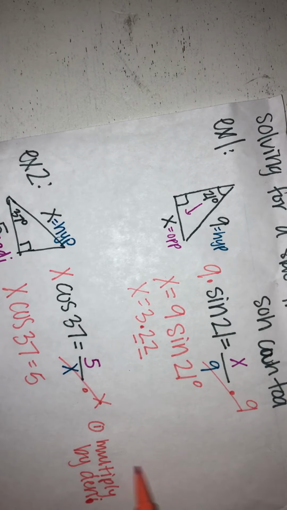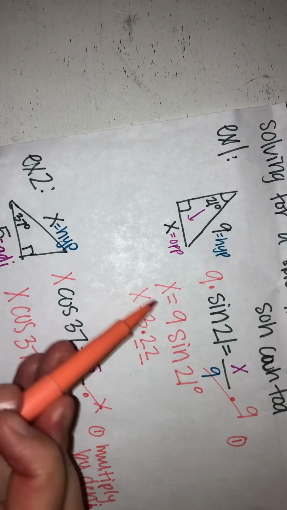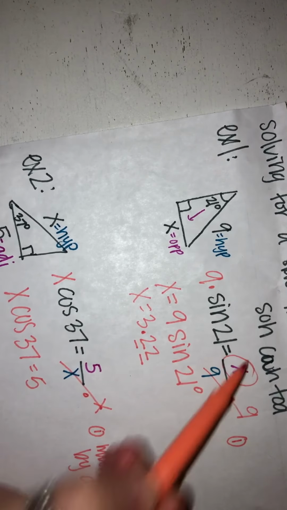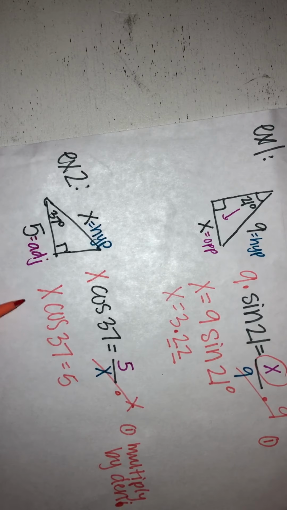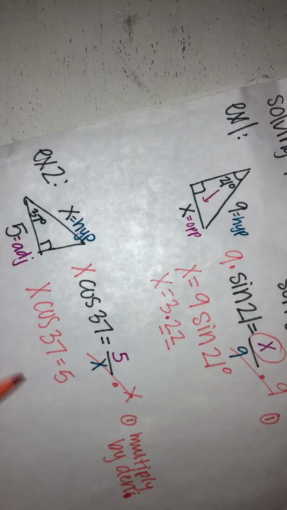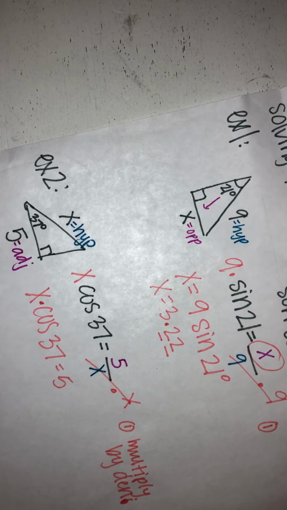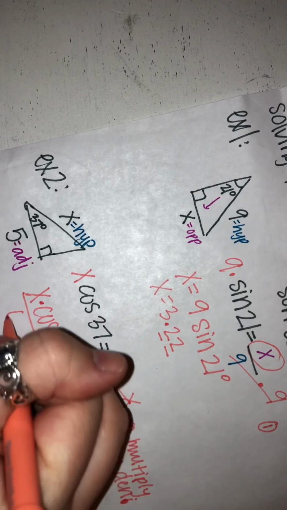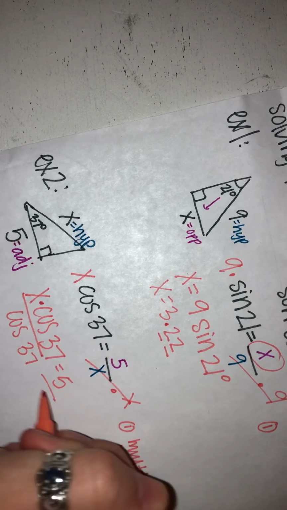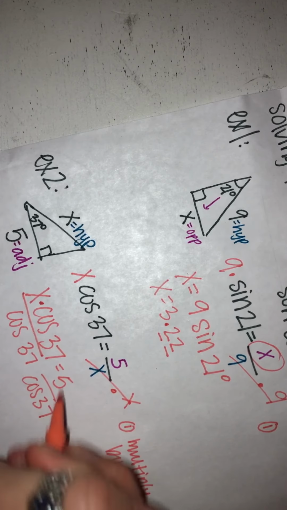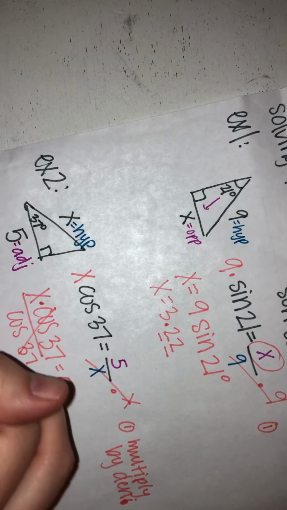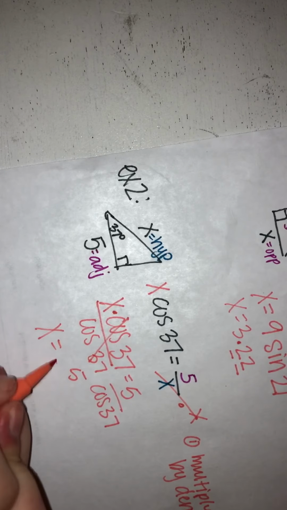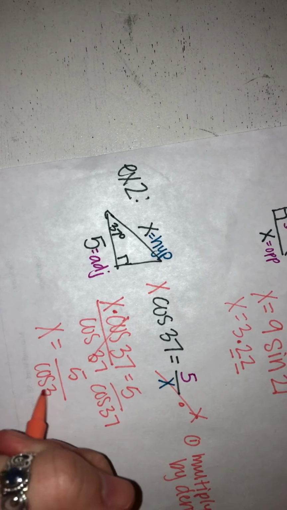I'm just going to abbreviate. That's the same thing we did right here. But when I did that, it isolated the variable up here. Well, here that doesn't isolate the variable. I still have cosine of 37 that I'm multiplying x by. So in order to cancel that out, I divide both sides by cosine of 37. And those cancel. So x equals 5 divided by the cosine of 37.